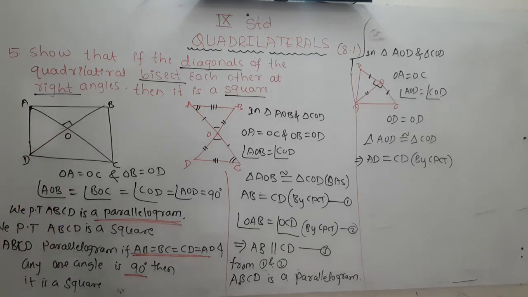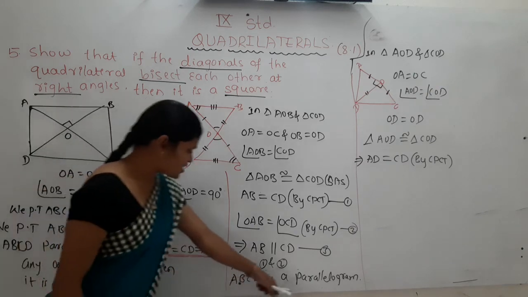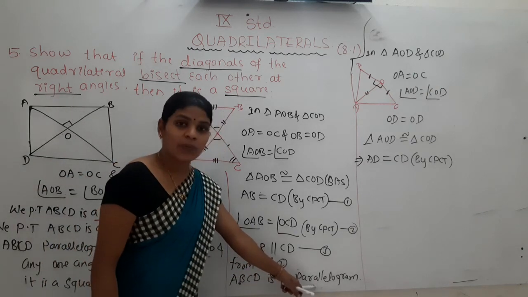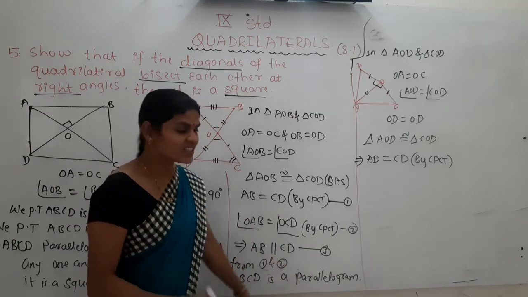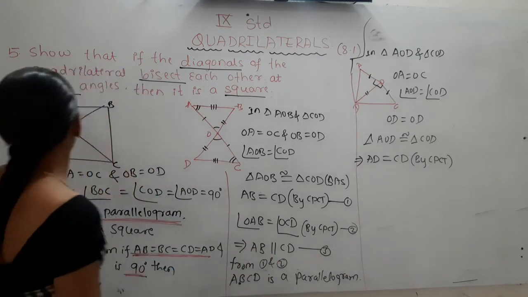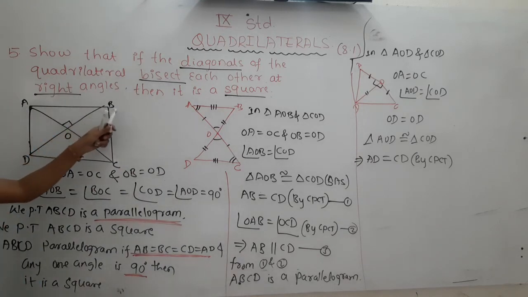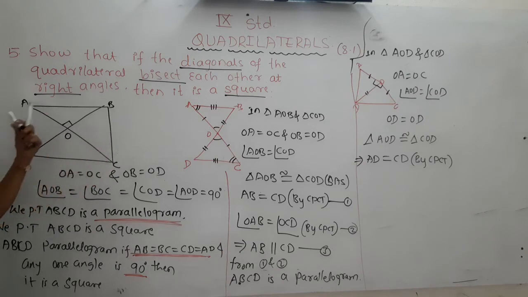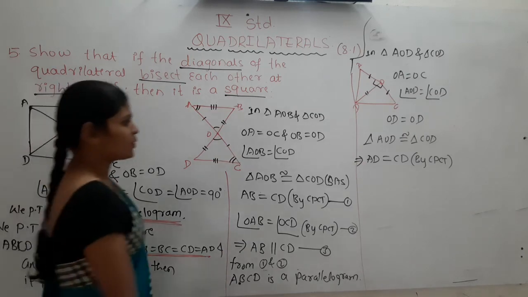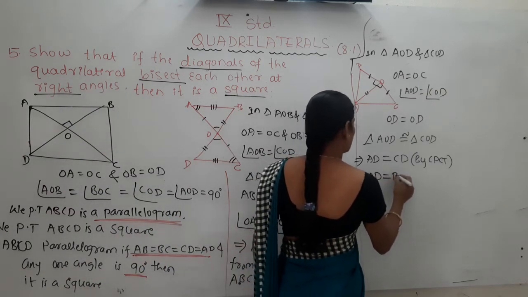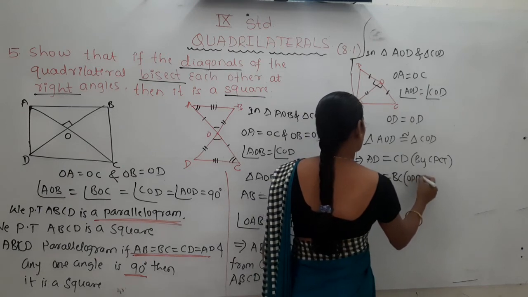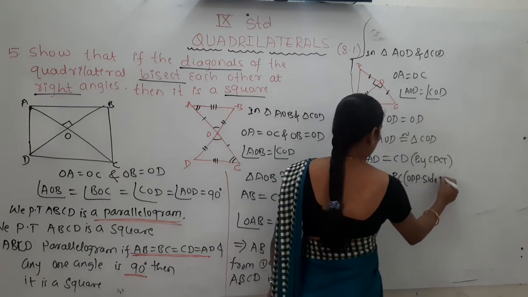Otherwise, another way: ABCD is a parallelogram. In a parallelogram, opposite sides are equal as well as parallel. Yes or no? AD is parallel to BC, as well as being opposite to it. Then AD is the same as BC. This implies AD is the same as BC because they are opposite sides of a parallelogram.